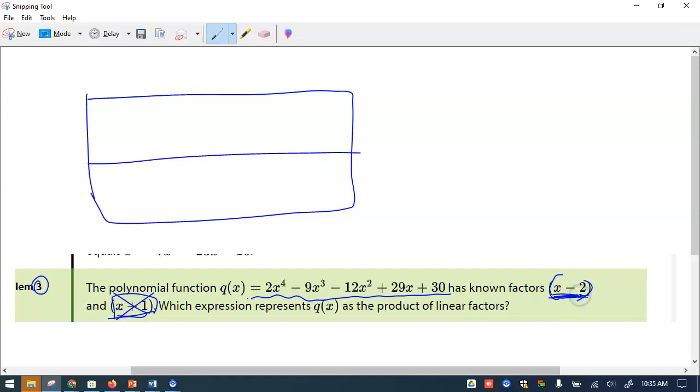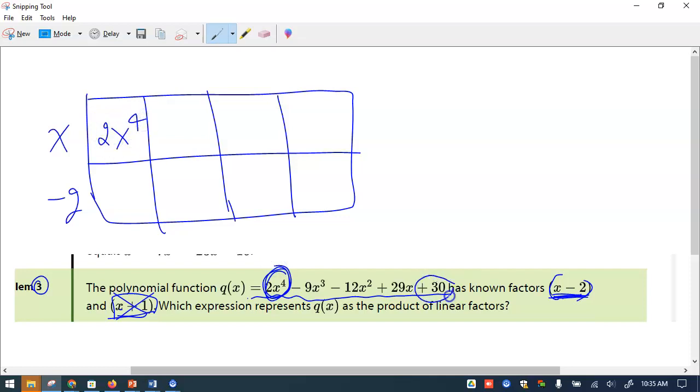So this is x and minus 2. Put x and minus 2 right here. And then I have 1, 2, and this way. Let's see, or we may require more. Because the first term is 2x raised to 4, I'll put 2x raised to 4 here. The last number is plus 30, so I'll put plus 30 right here. Now, what does x multiply to give this 2x raised to 4? You can see it is 2x raised to 3. That's the only way we can get 2x raised to 4.